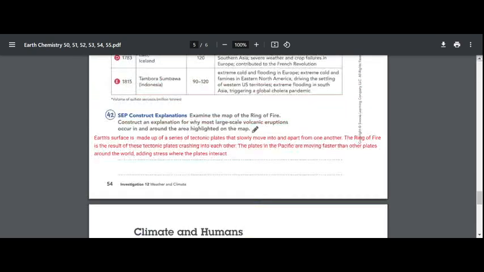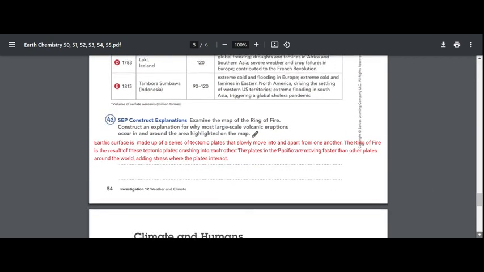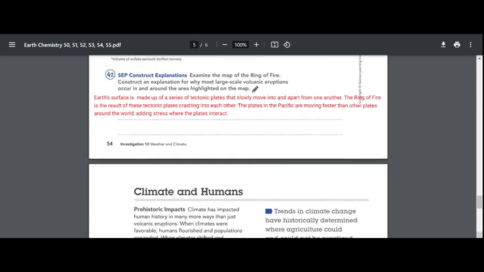All right. So now we're going to examine the math of the Ring of Fire, and you're going to construct an explanation for why most large-scale volcanic eruptions occur in and around the area highlighted on the map. So guys, what did you say was the cause of volcanic eruptions in the Ring of Fire? Anyone? So does tectonic plates ring a bell?